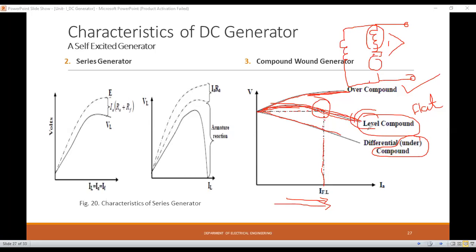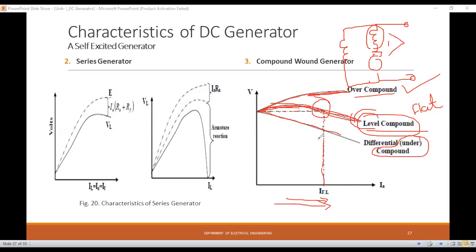Under compounding, flat compounding and the over compounding. So these are the three external characteristics of the compound generator. ह्या compound generator च्या तीन external characteristics आहेत बघा. Series field winding च्या turns जर आपण अशा adjust केल्या, if load current increases the terminal voltage will be increases. Load current increase झाला तर terminal voltage काय व्हायला पाहिजे, increase व्हायला पाहिजे. At that situation, one curve will be obtained. So this curve is nothing but over compounded generator, or this condition is nothing but over compounded condition.